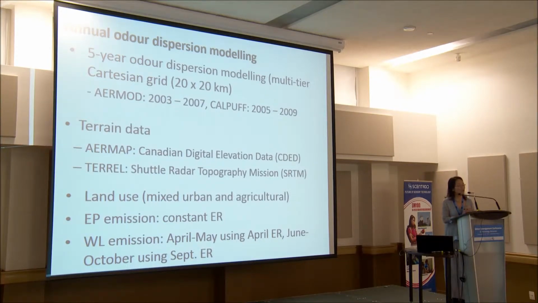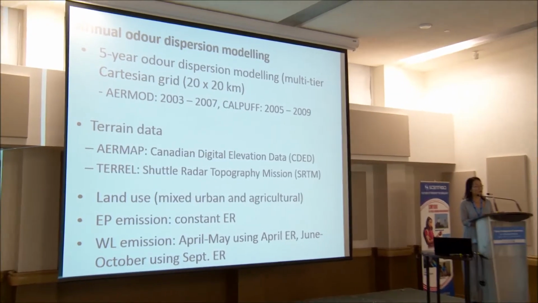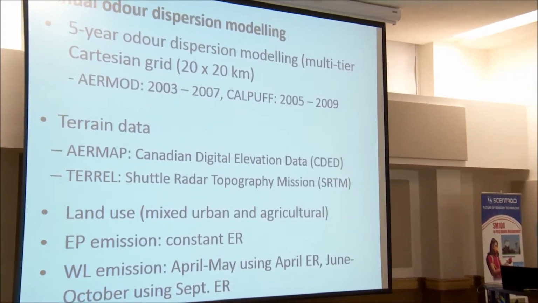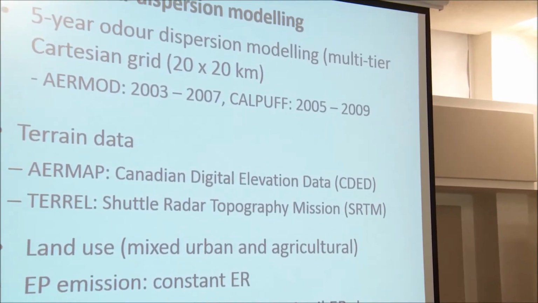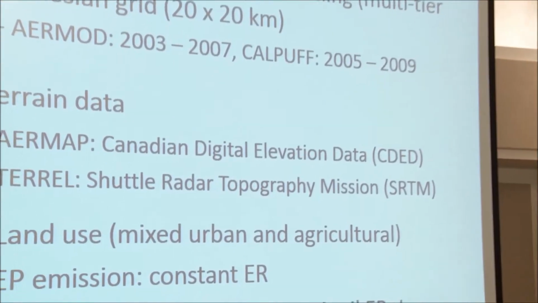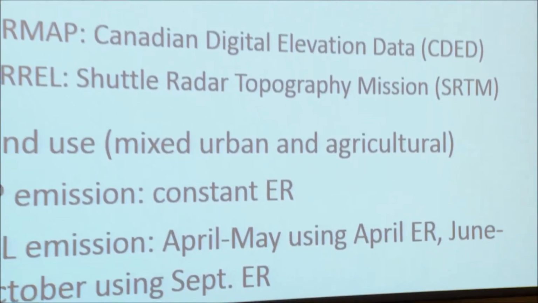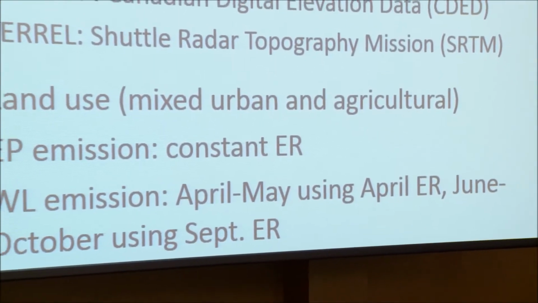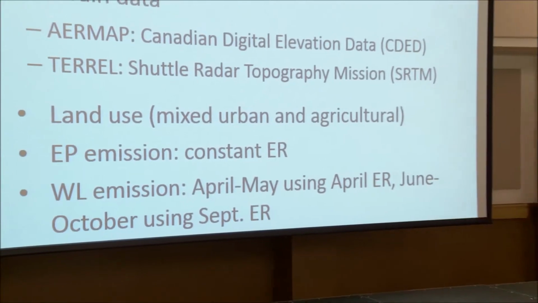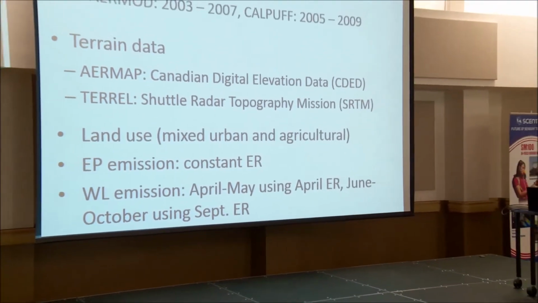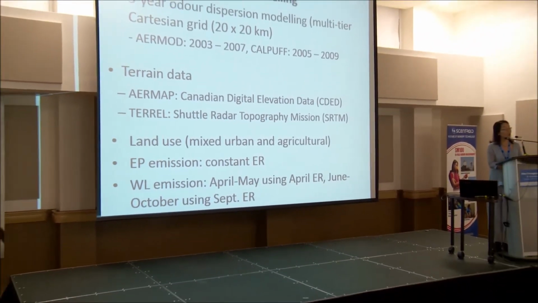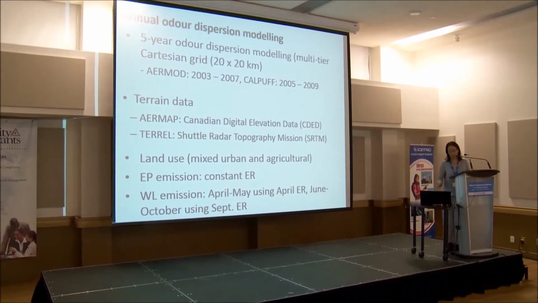However, for the wastewater treatment plant, we only consider the warm season from April to October. So April to May, we use the April emission rate. And then from June to October, we use September odor emission rate, because April and May is peak emission season. The emission rate is 12 times of September emission rate.